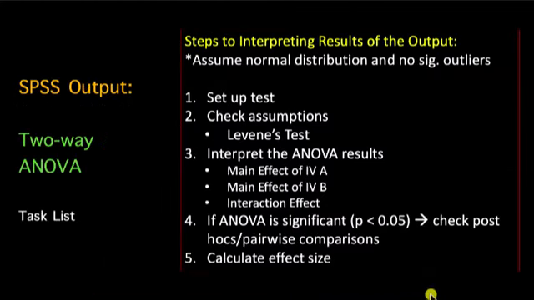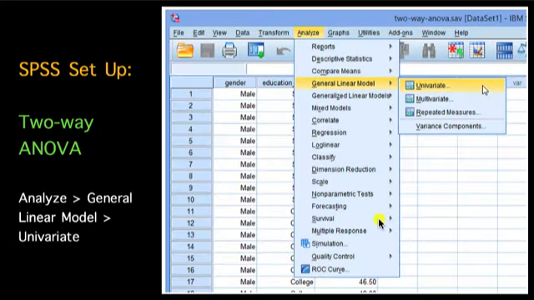Once we have our data set up, again, we're going to assume that we have normally distributed dependent variables with no significant outliers, we need to set up the test. So to do this, we go to Analyze, General Linear Model, and then Univariate.